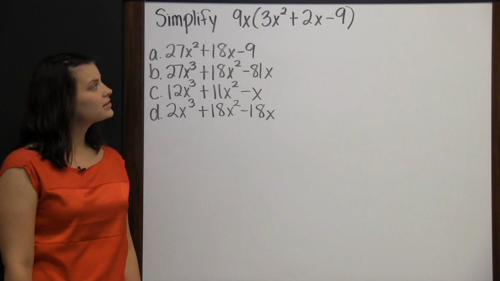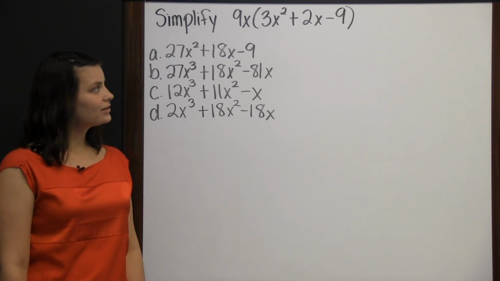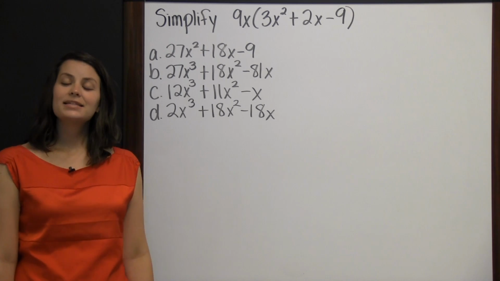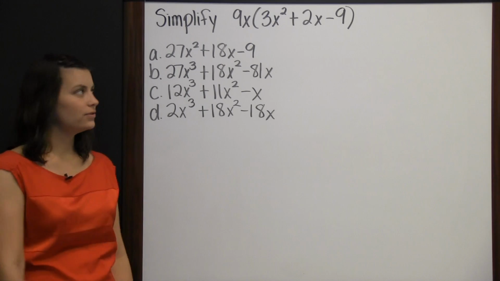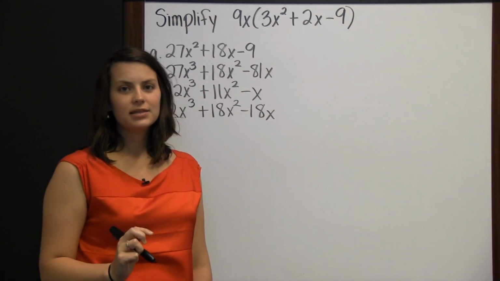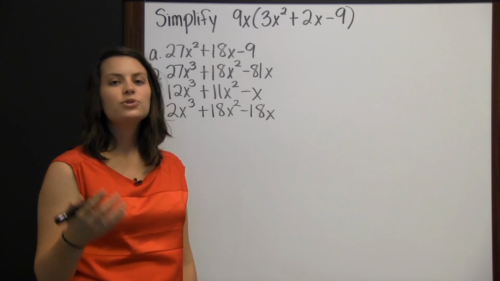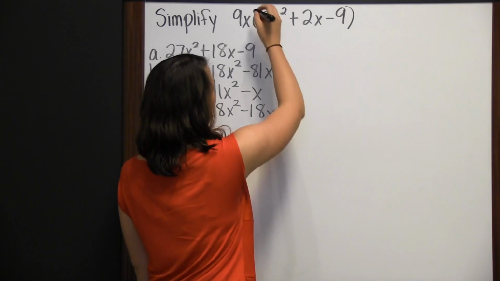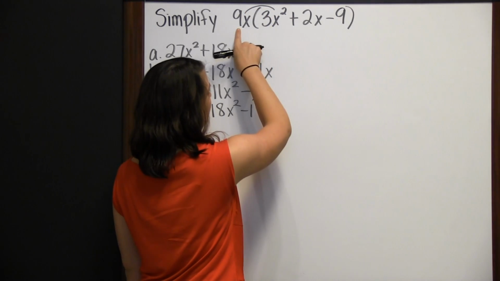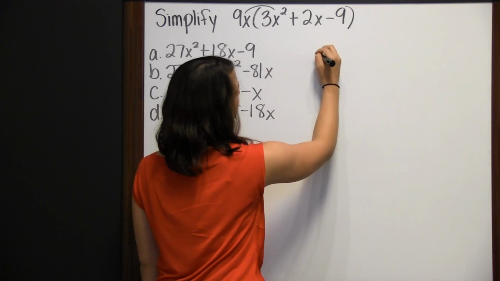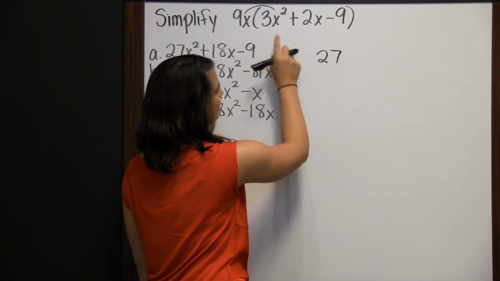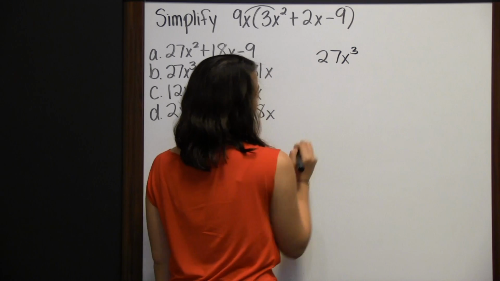Simplify 9x times the quantity 3x squared plus 2x minus 9. To simplify, we need to distribute the 9x to all the terms inside the parentheses. And what that means is we have to multiply. So we multiply first 9x times 3x squared. 9 times 3 is 27. X times x squared is x cubed.